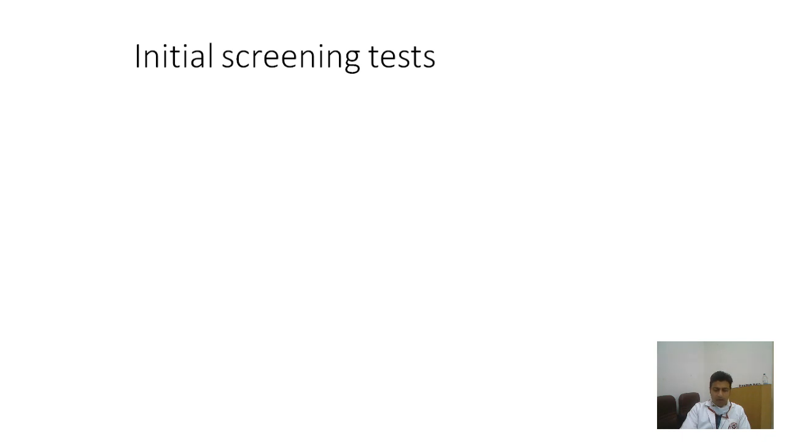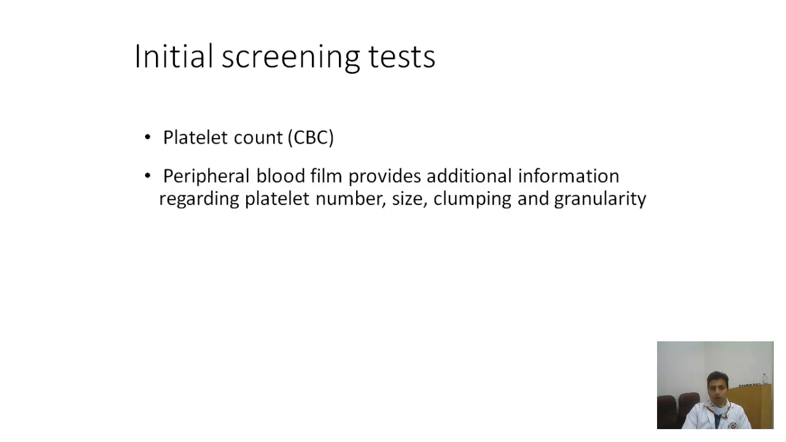Once you suspect that this child is having either a bleeding or a coagulation disorder, what is the battery of tests that you would order? The platelet count in the complete blood count is very important because if it comes out normal, it excludes a quantitative platelet defect. It could still be a platelet function disorder, but a quantitative platelet defect is unlikely if the platelet count is normal on the complete blood count.